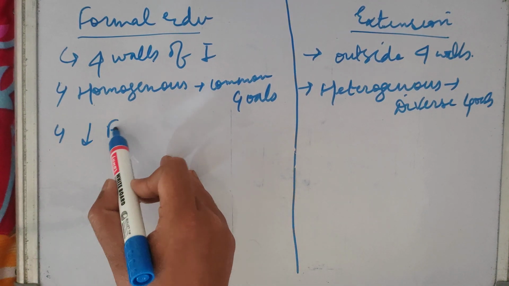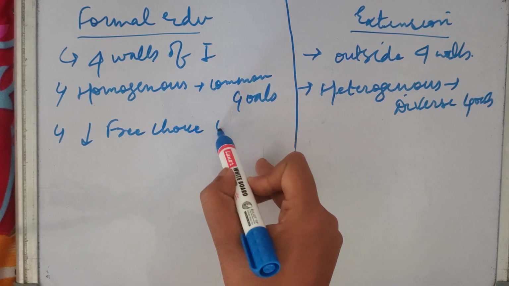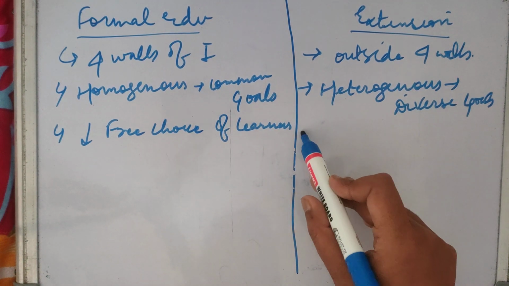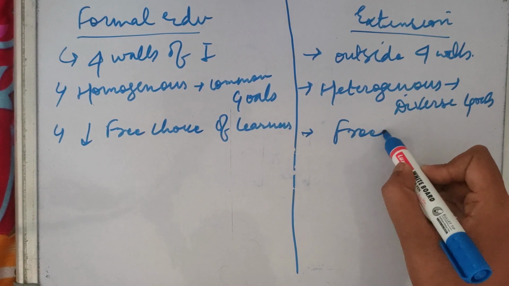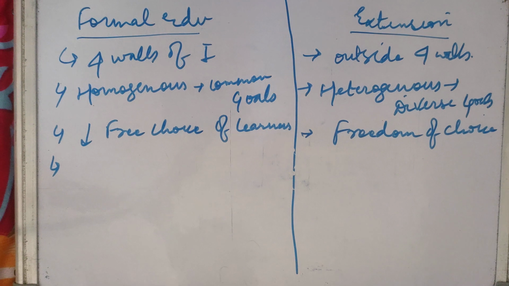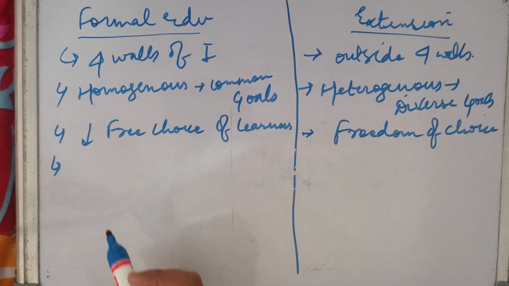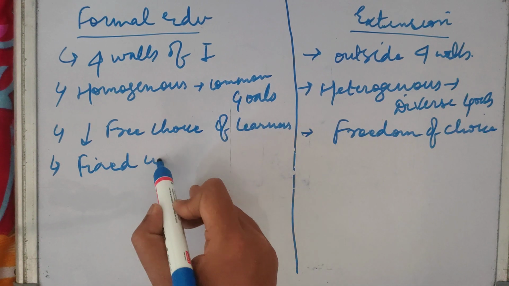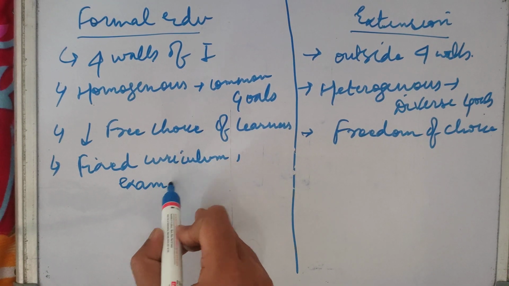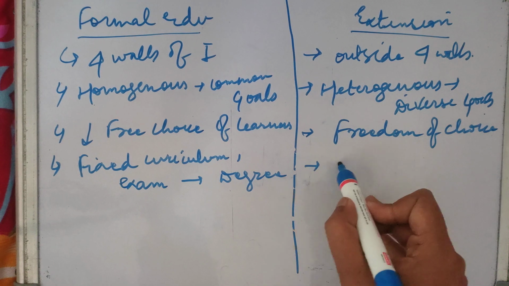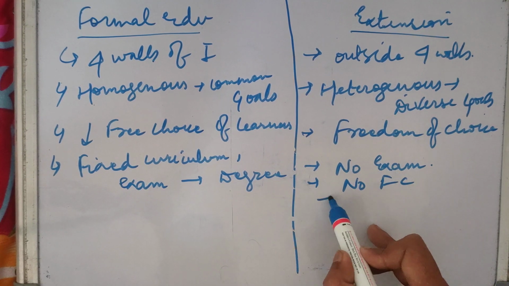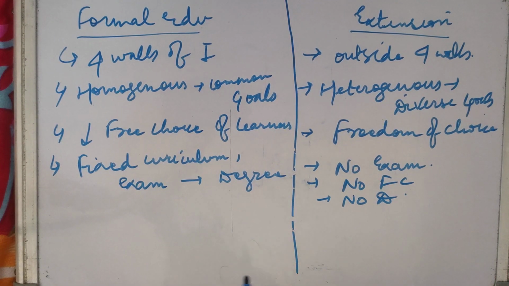Here there is little free choice of learners because they adhere mostly to institutional choices, but in extension there is freedom of choice. Example, to choose which crop, to choose how. There is innovation here. Here there is a fixed curriculum. After finishing the course, there is an exam and students get a degree, but there is no examination in extension. No exam, no fixed curriculum, no degree.